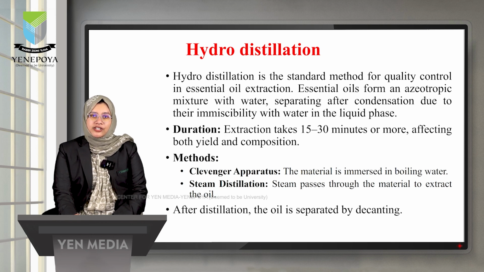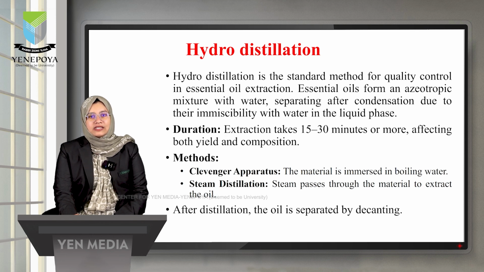The extraction takes place over 15 to 30 minutes or more, affecting both yield and composition. And for methods we have two: in hydrodistillation we use the Clevenger apparatus, and there is also steam distillation. For the Clevenger apparatus the material is immersed in boiling water, and for steam distillation steam is passed through the material to extract the oil. After that the oil is separated by the decanting process.